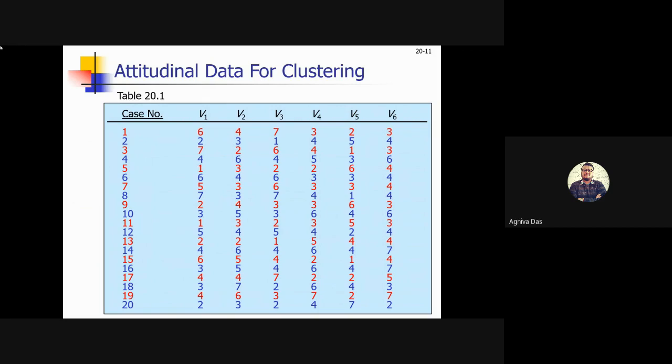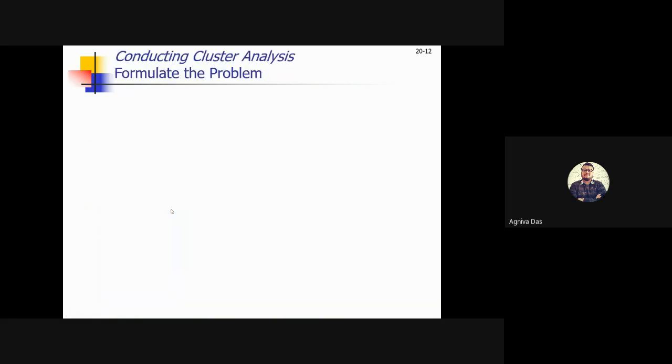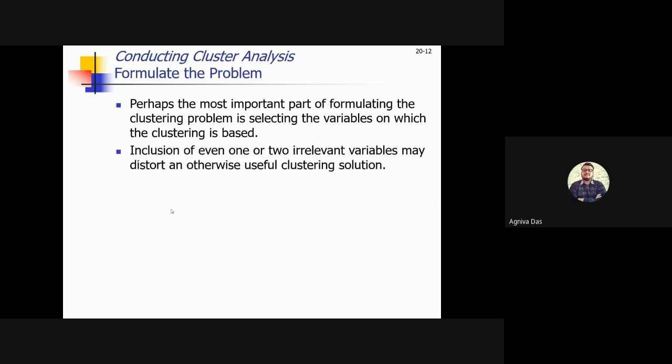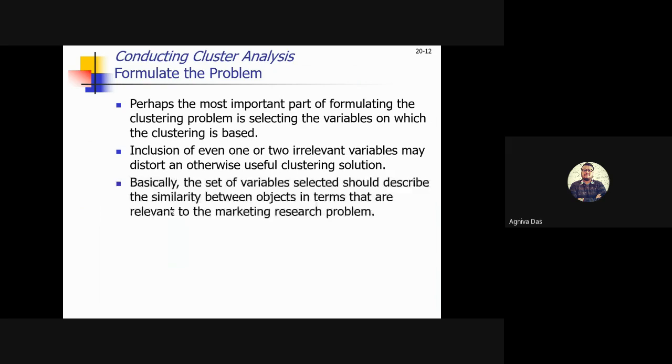So let's say we have this attitude data for clustering in the table that is given. Again, 6 different statements were given to 20 people, and based on a 7-point scale, they have answered how much they agree with that particular statement. So perhaps the most important part of formulating the clustering problem is selecting the variables on which it is based. Even 1 or 2 irrelevant variables, if included, might distort an otherwise useful solution.